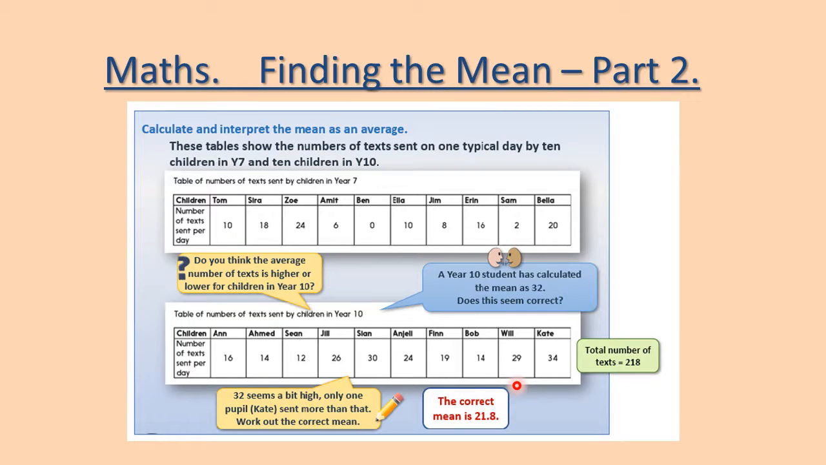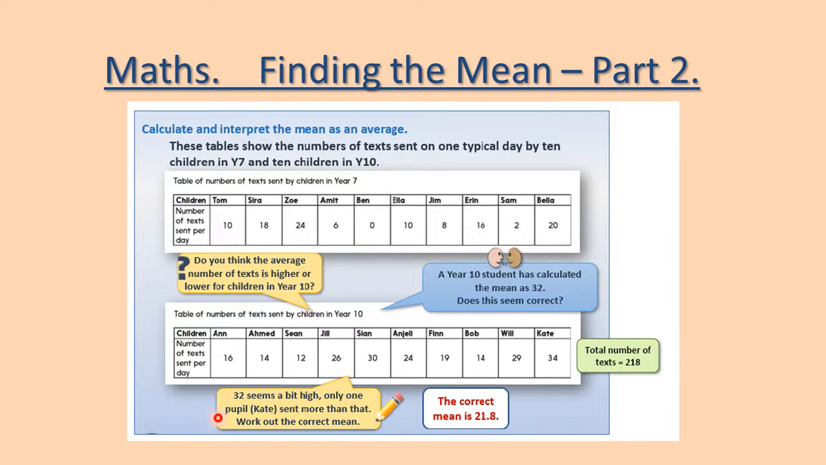What do you think? Looks to me like it's going to be a bit higher here because we've generally got higher numbers here. Would you agree? Now, a year 10 student calculated that the mean is 32. Does that seem right to you? Do you think if you add all these numbers up and share them back out, you're going to get about 32?